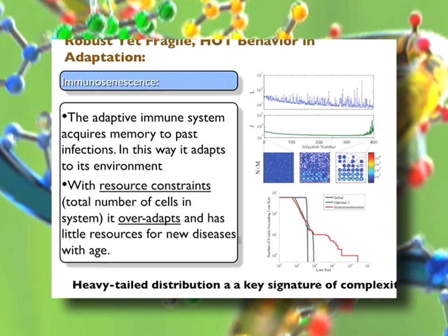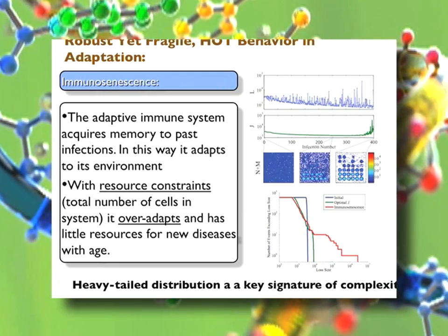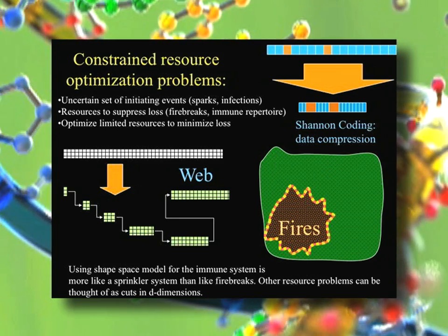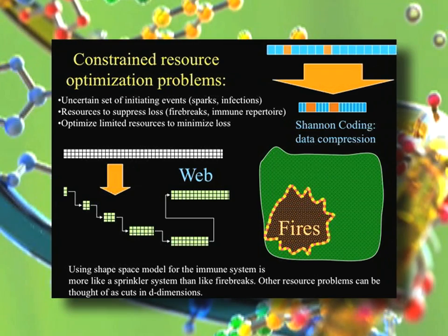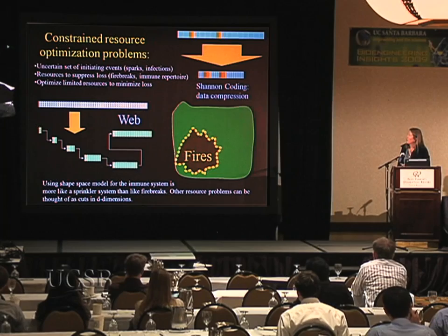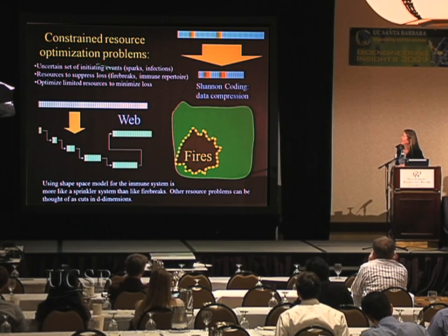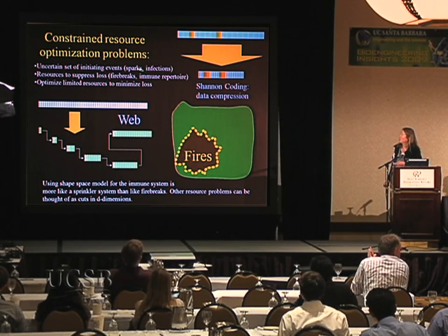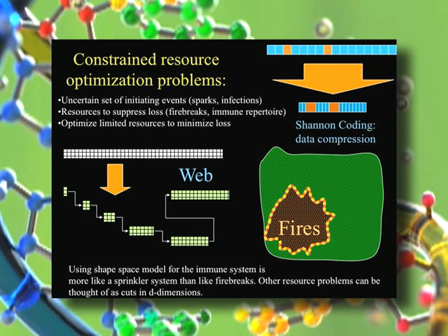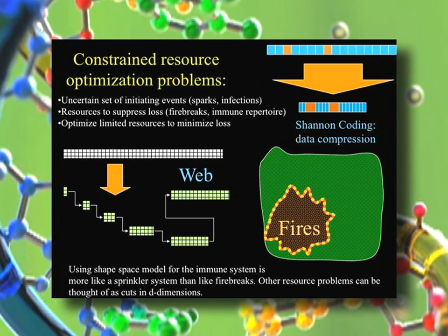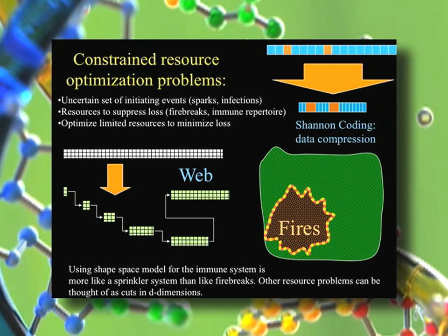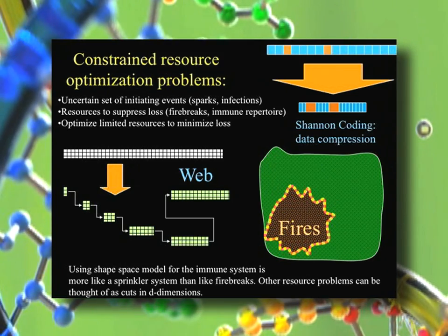And these heavy-tailed distributions are a key signature of complexity. This type of thing seen not only in the immune system, but in a very broad class of complex systems. And so I just want to mention the fact that this sort of constrained resource optimization problem, where you have an uncertain set of initiating events, infections in the model, sparks for wildfires, resources which may suppress the loss, so immune repertoire in the model, things like fire breaks and other kinds of resources for fires. And you want to optimize these limited resources to minimize loss across a range of events.